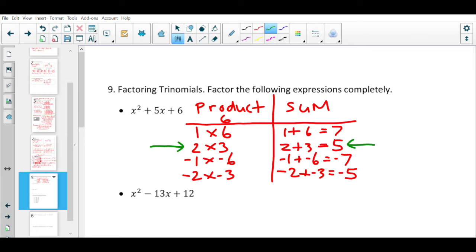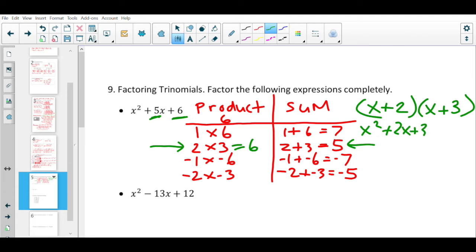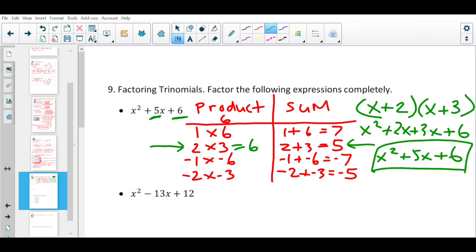Because remember, we're looking for what multiplies to 6. 2 times 3 definitely equals 6. And what adds to 5. So what multiplies to 6 and what adds to 5, that's the whole game here with factoring trinomials. And it's the factors 2 and 3. So what we do with the factors 2 and 3 is x plus 2, x plus 3. When we expand this, we get x squared plus 2x plus 3x plus 6. That's x squared plus 5x plus 6. So that is correct. Check.